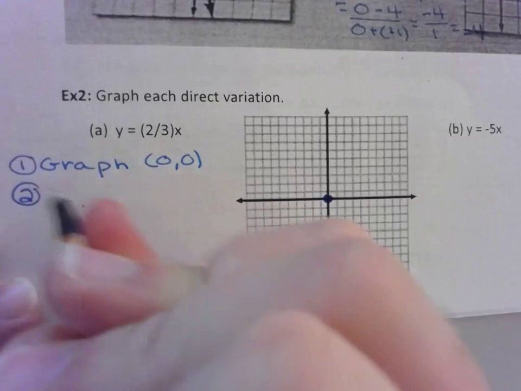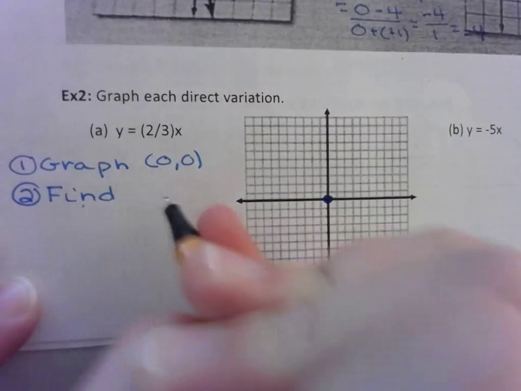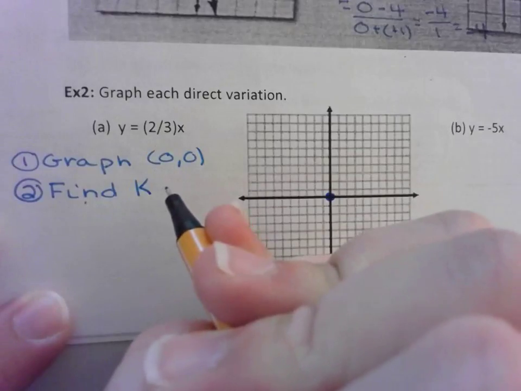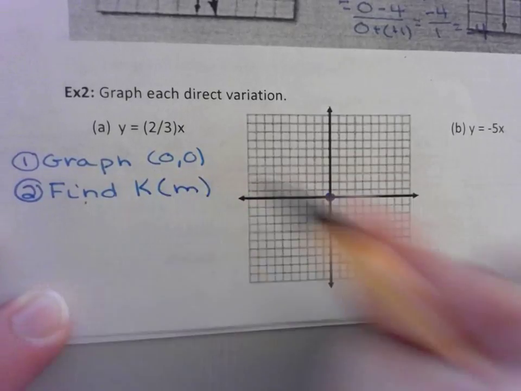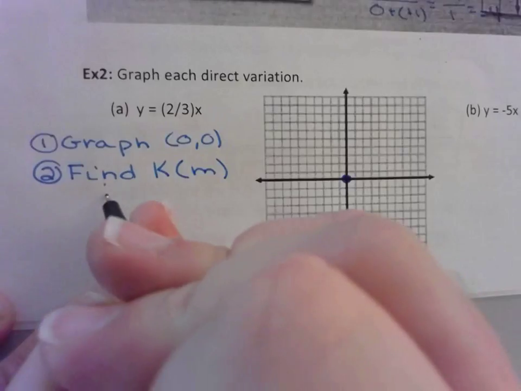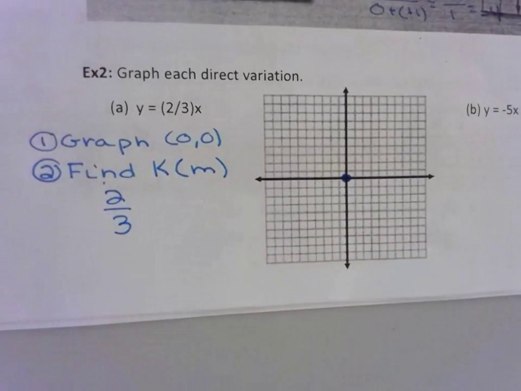Next thing you find is k. K is my constant of variation. What was another name for k? Slope. That's fine. Good try. So as I find k first, k is the same thing as my slope. As I look at my equation, what is k? 2/3. So if k is 2/3, that means my slope is 2/3. If I know I have the point 0, 0, because every direct variation will go through the point 0, 0, and I have a k value or a slope of 2/3, how do I get the next point?